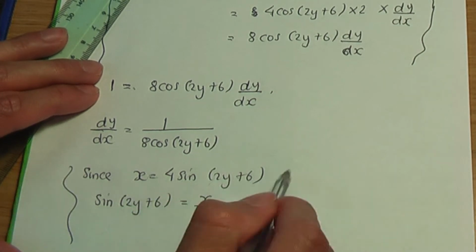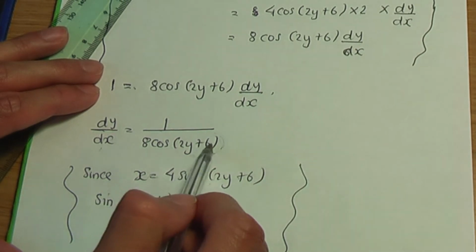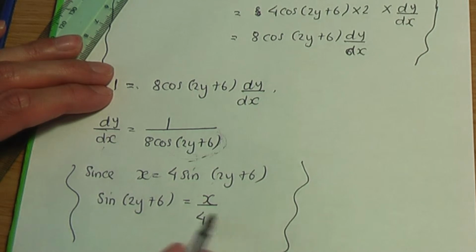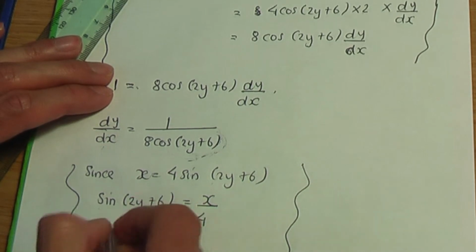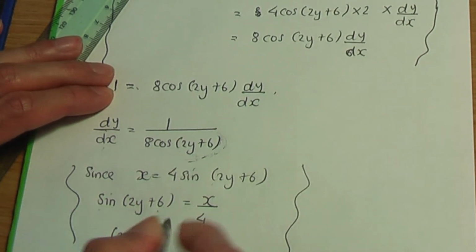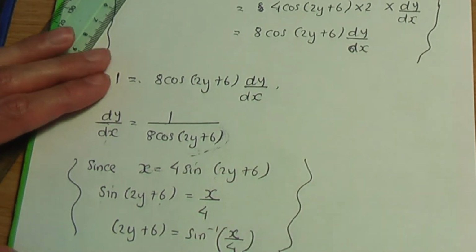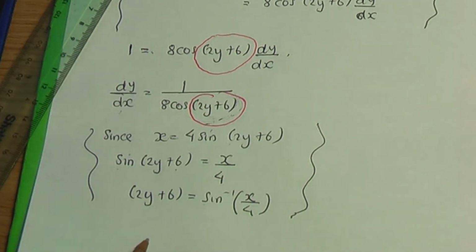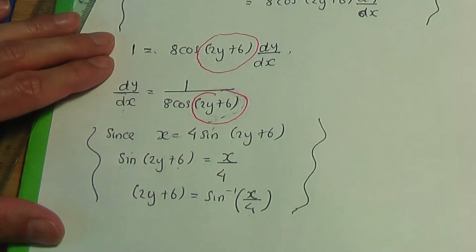Now, if we go back to our solution for dy over dx, my idea is if I can replace the 2y plus 6 by a term involving x, I've solved the question. So I'm nearly there. So looking at my side calculation, I have that sine 2y plus 6 is equal to x over 4. So simply, to find 2y plus 6, I can take the inverse sine of x over 4. So what I'm trying to say is I can replace this 2y plus 6 term by the inverse sine of x over 4 in order to write dy over dx in terms of x.